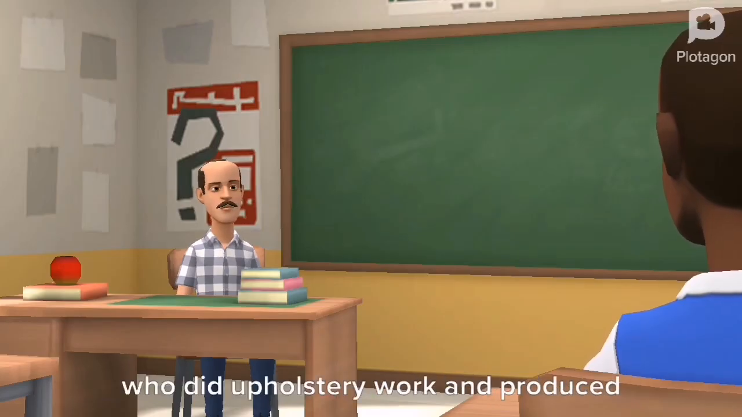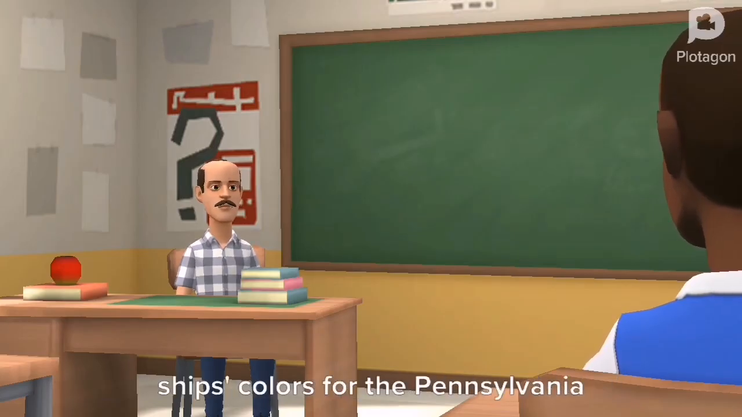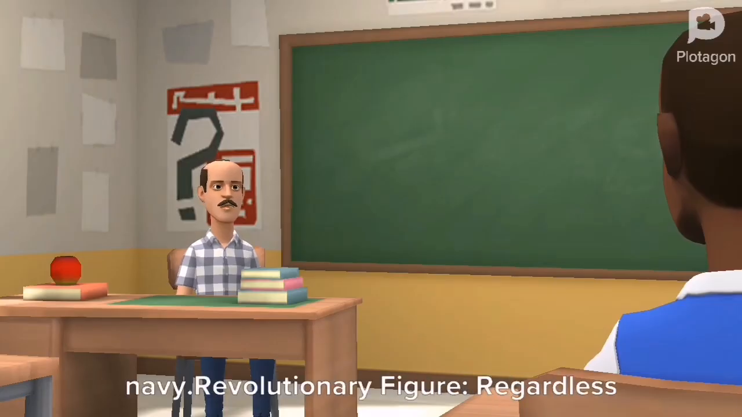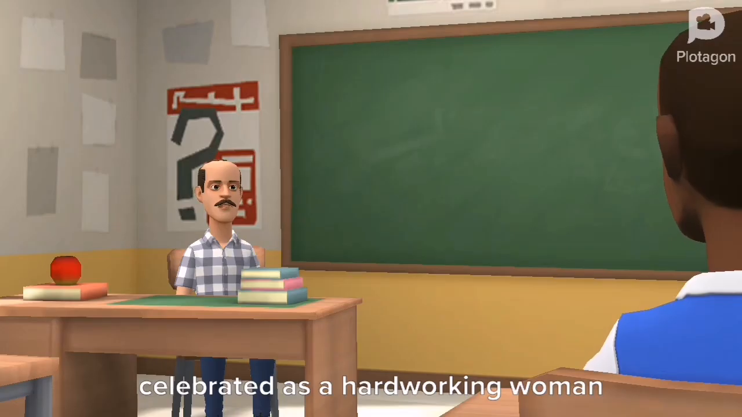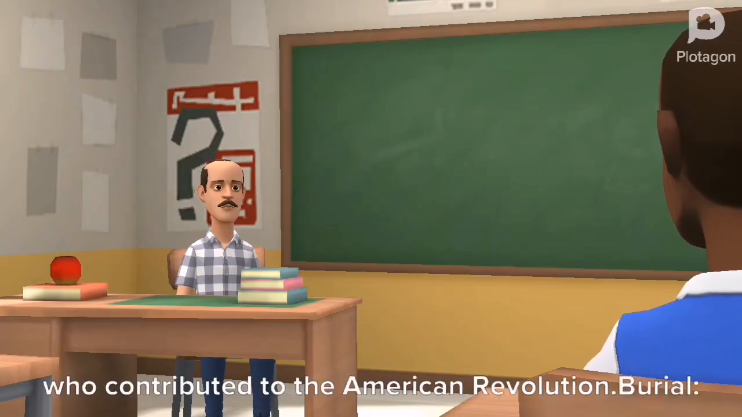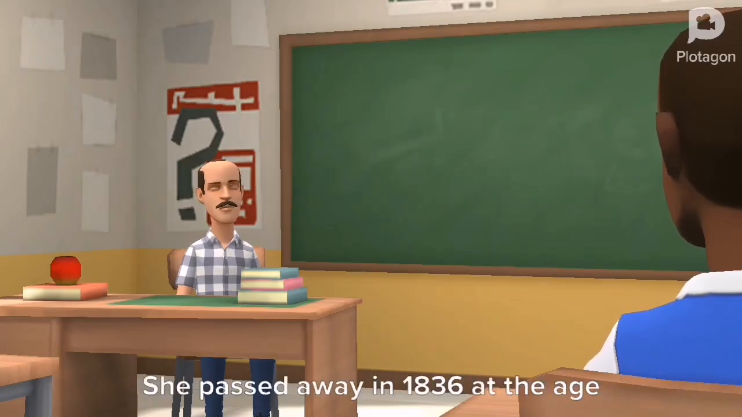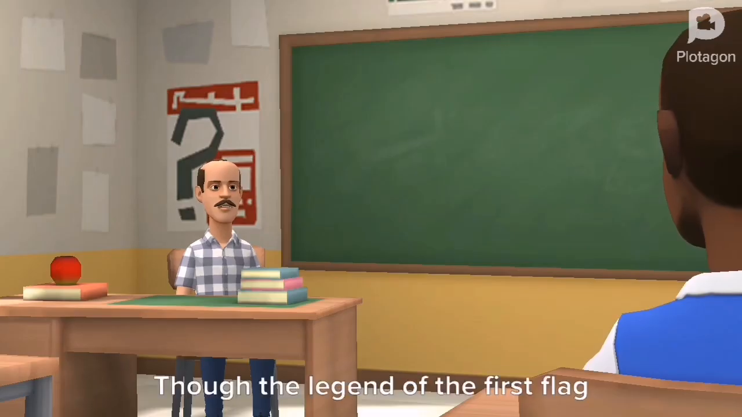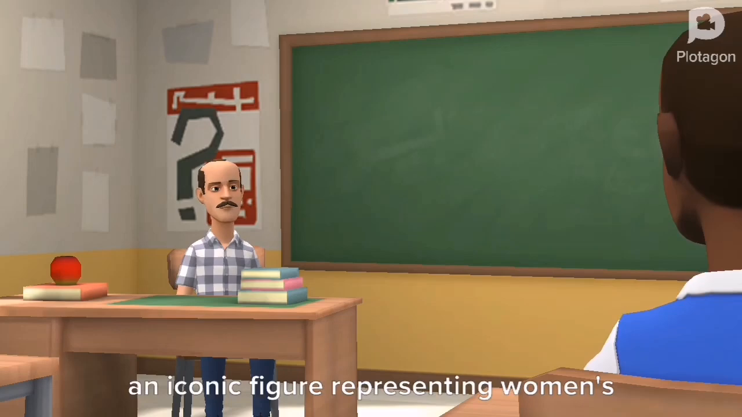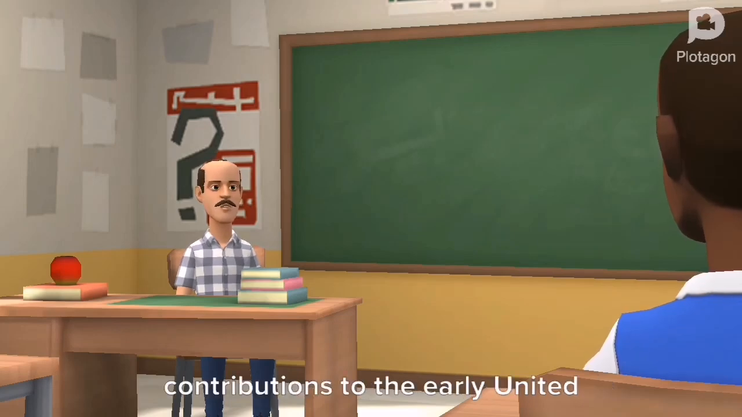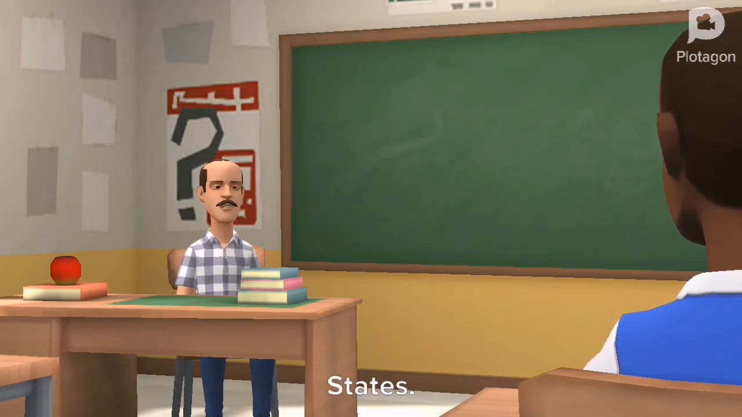Key aspects of her life. Professional seamstress: she was a skilled professional who did upholstery work and produced ship's colors for the Pennsylvania Navy. Revolutionary figure: regardless of the specific flag story, she is celebrated as a hardworking woman who contributed to the American Revolution. Burial: she passed away in 1836 at the age of 84. Though the legend of the first flag may be embellished, Betsy Ross remains an iconic figure representing women's contributions to the early United States. Lesson dismissed.